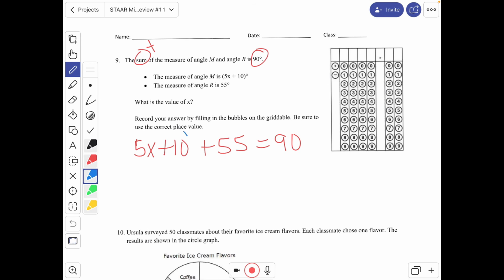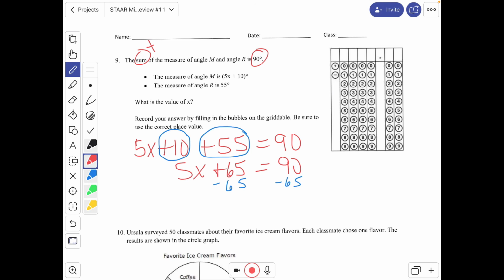The first thing we want to do is combine like terms. So these are alike because neither one of them have a variable next to them. So 10 plus 55 makes 65, and we still have 5x. So 5x plus 65 equals 90. Then we need to solve the equation. We would start out by subtracting 65 from both sides. And then when you keep going and get x by itself, then you'll have your answer. And remember, you need to bubble in your answer.